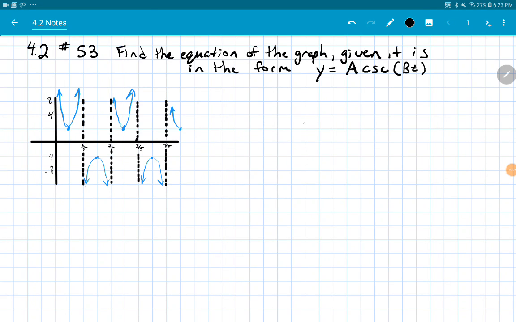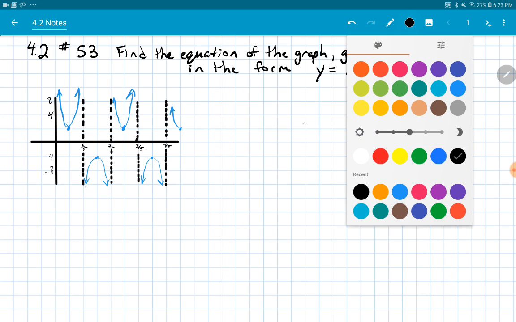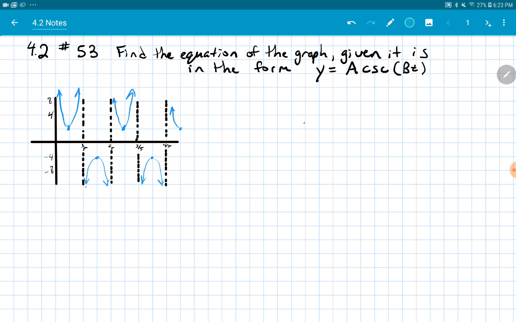Section 4.2, number 53, we had to find the equation of this graph, given that the equation is in the form of a cosecant of bt. And I can see that it does look like the general shape of the cosecant graph. So I just have to check out what a and b is. So to find a, let's find a first.